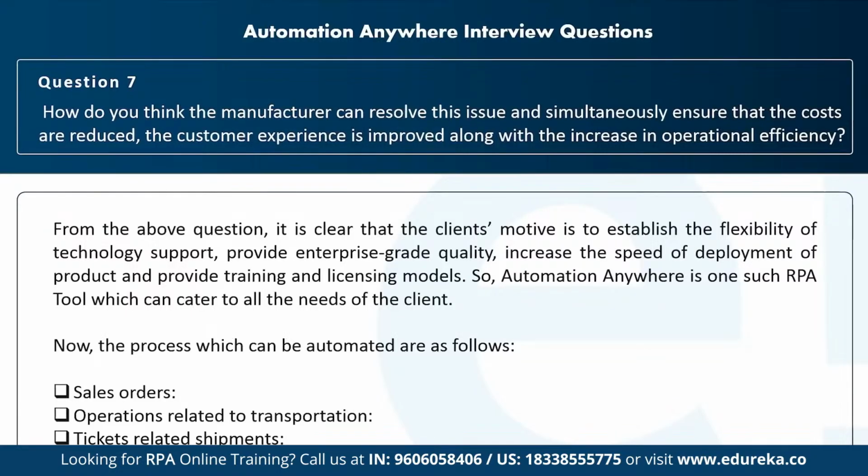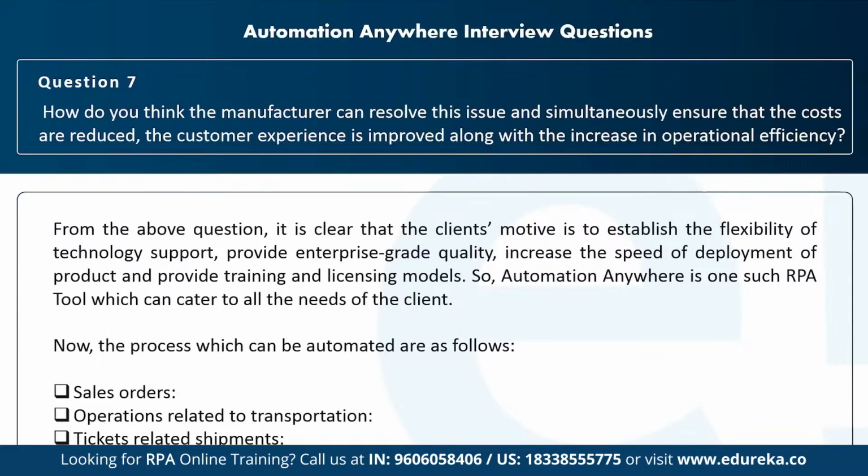So Automation Anywhere is one such RPA tool which can cater to all the needs of the client. The processes which can be automated are basically the sales order process, the operations related to transportation, and also tickets related to shipments. Talking about the sales orders, the bots can automate the process of searching the sales order in a system, check all the details related to the orders, update the data into the application, and also notify the user whether the task is completed or not.